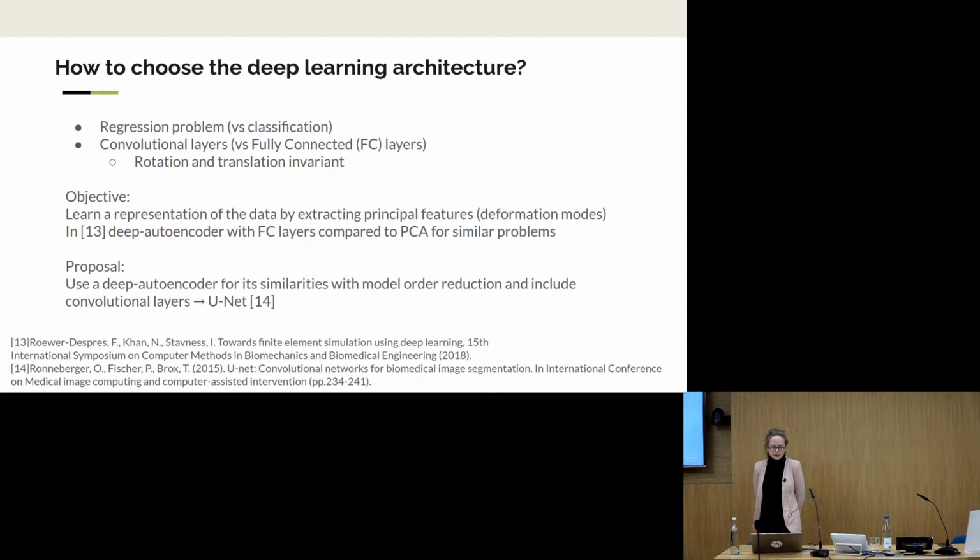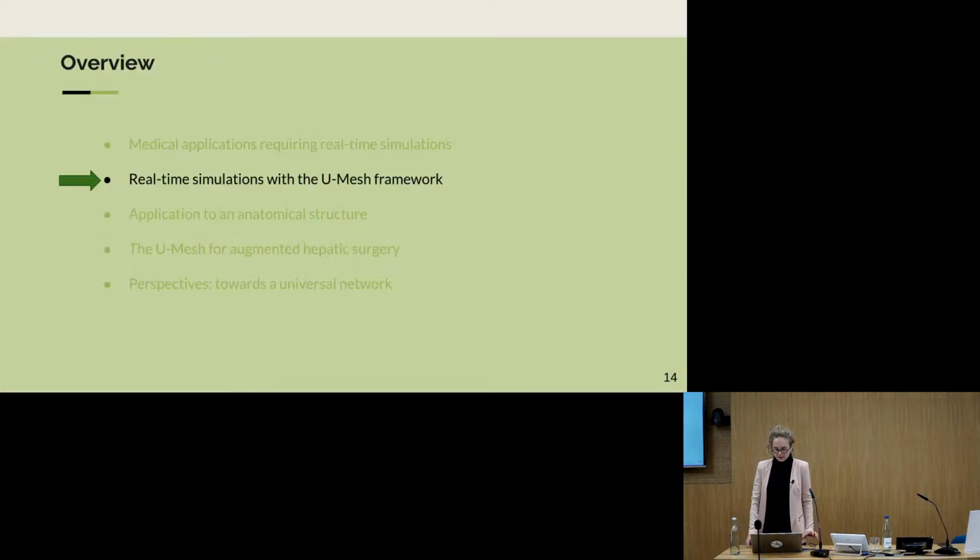So we would like to do like in reference 13, where they use a deep autoencoder with fully connected layers, and they compare it to principal component analysis for very similar problems. But our proposal is to use a deep autoencoder for its similarities with model order reduction and include convolutional layers. So this is basically a UNet architecture. And this is where we come to the presentation of the UMesh framework.